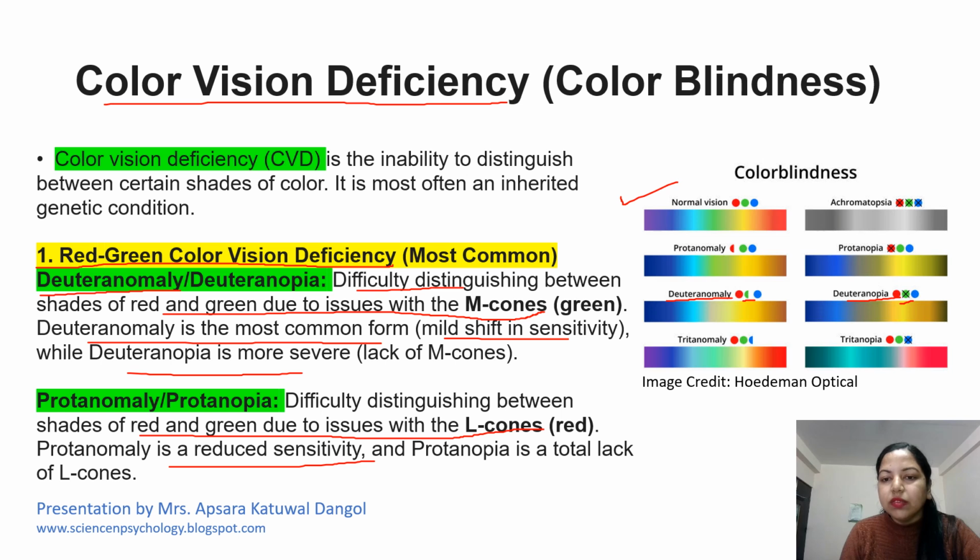Here you can see in the figure, in protanomaly, the red color has a mild shift, which means the L cones have reduced sensitivity. But in protanopia, you can see a total cross in the red color, that is, a lack of the L cones.